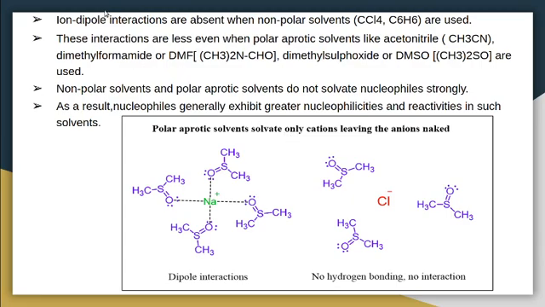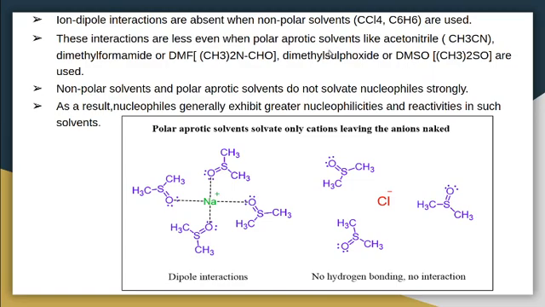Ion dipole interactions are absent when non-polar solvents like carbon tetrachloride and benzene are used. These interactions are also less significant when polar aprotic solvents like acetonitrile, CH3CN, dimethylformamide or DMF, (CH3)2NCHO, and dimethyl sulfoxide, DMSO, (CH3)2SO are used.